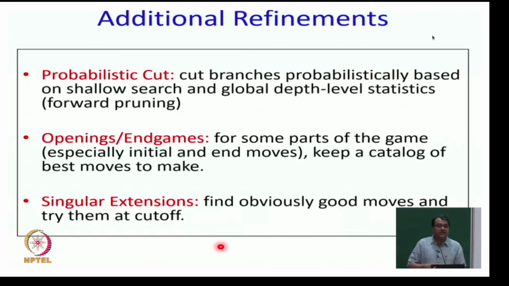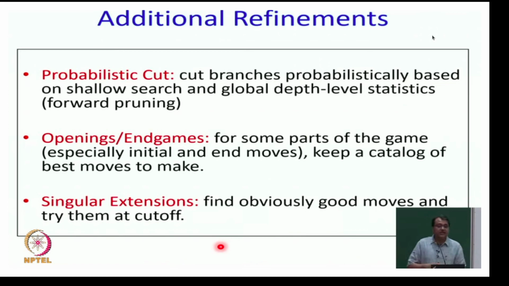Opening and end games. What are the opening and end games? When you start playing chess, you have a set of moves in mind. You play like that at the start, and in the end also, given the situation, the moves you will make are quite restricted. Only in the middle do you have a lot of flexibility. You need to think a lot about what to do. So this is what opening and end games are. For some part of the game, especially initial and end moves, keep a catalog of the best moves to make. Here you can put in a kind of heuristic. So what will be the opening moves and end game moves? And in the middle, let the algorithm learn.